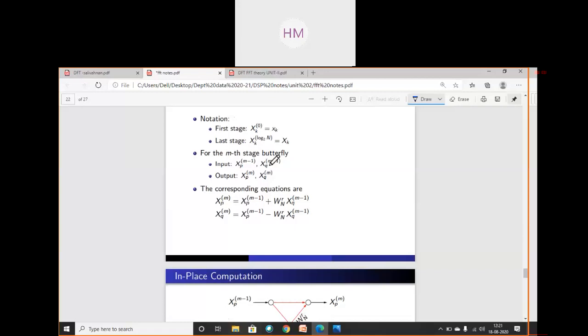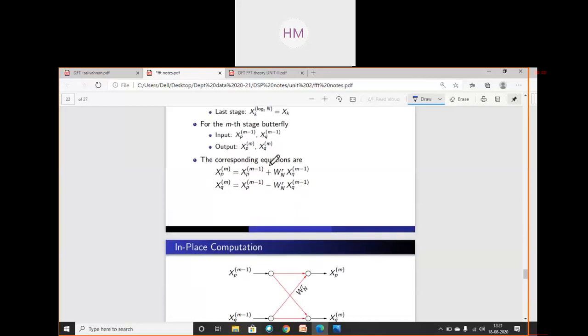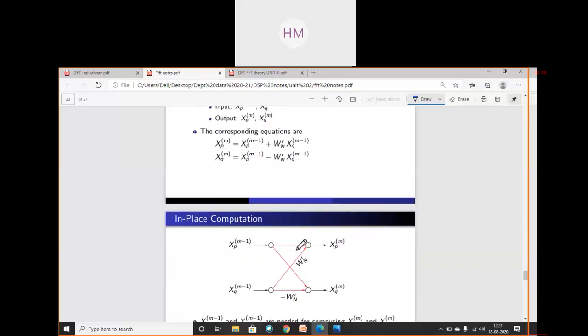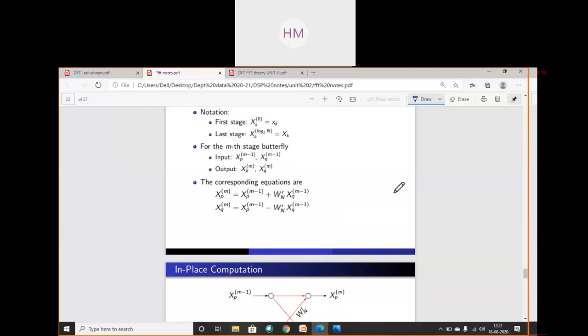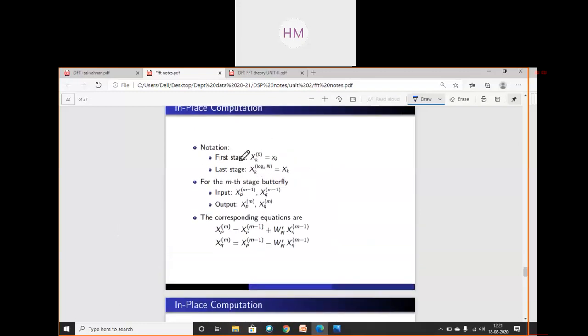And what are p and q? You can see this. P is the first parameter, Q is the second fly of your butterfly diagram. XP and XQ, M minus 1 stage, M stage. M minus 1, M minus 2, M minus 3 stages. So these are very important equations. Notation: first stage, last stage depends on log N to the base 2. If N is 8, then my last stage will be 3, because I will divide it into 3 stages.